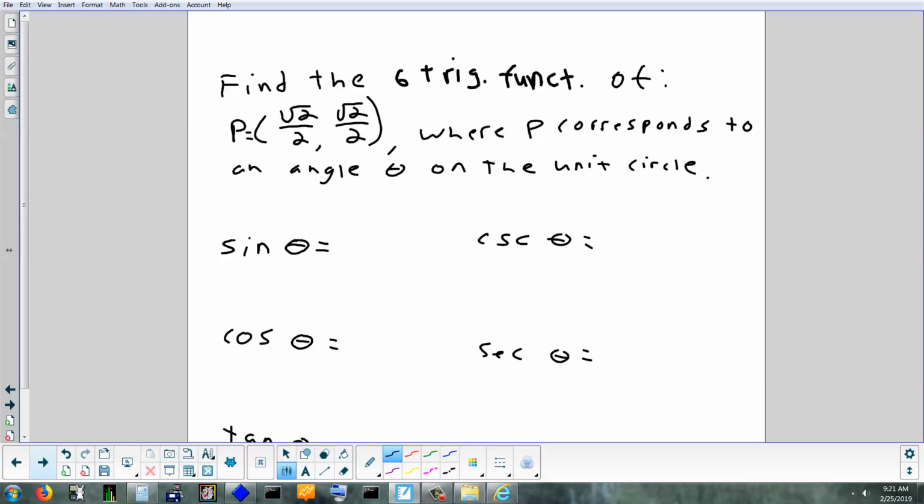It's not necessary to know that to do the problem, but the x and the y value are exactly the same. So think about if you drew an angle and you went over and up the same amount. Anyone have a guess what that angle would be? Well, a right angle would be 90. 180 would be negative 1, 0, so it's not a quadrantal angle. It is the coordinate for a 45-degree angle.